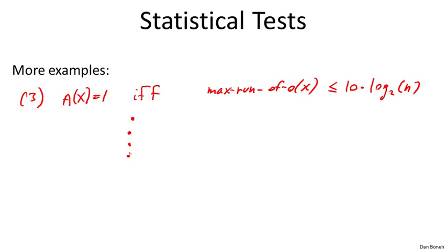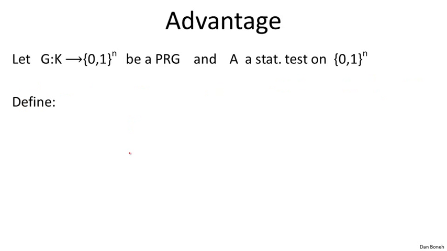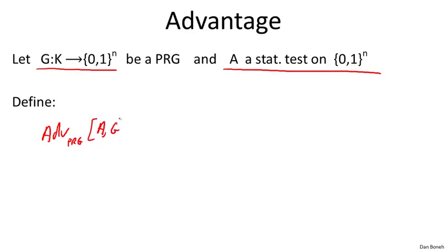But before we talk about actually defining security, the next thing we talk about is how do we evaluate whether a statistical test is good or not. So to do that, we define the concept of advantage. So here we have a generator that outputs n-bit strings, and we have a statistical test on n-bit strings. And we define the advantage of this generator, I'll denote it by advantage sub PRG. The advantage of the statistical test A relative to the generator G, I'll define as follows.